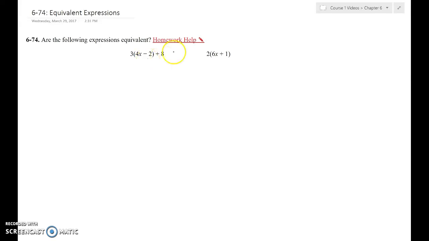All right, so we're going to see if these two expressions are equivalent. One way: x is a number, we just don't know what it is yet. But we could say, well, you know what? If these are equivalent and I plug in a number like 1, if x is 1 and I plug in 1 here for x, I should get the same result here. So let's give it a try.